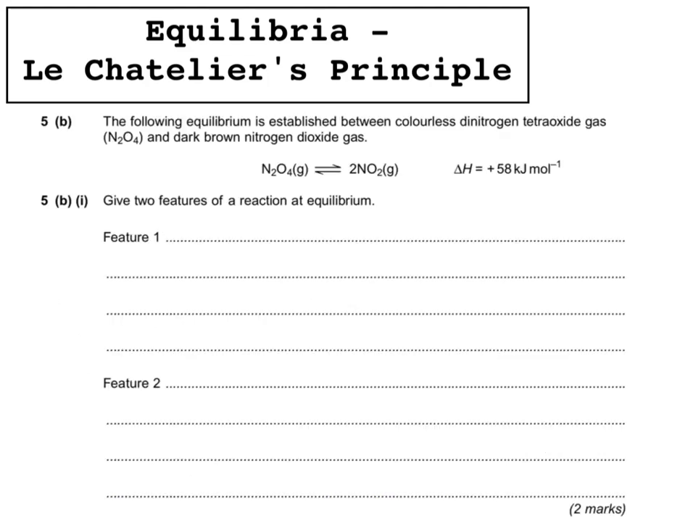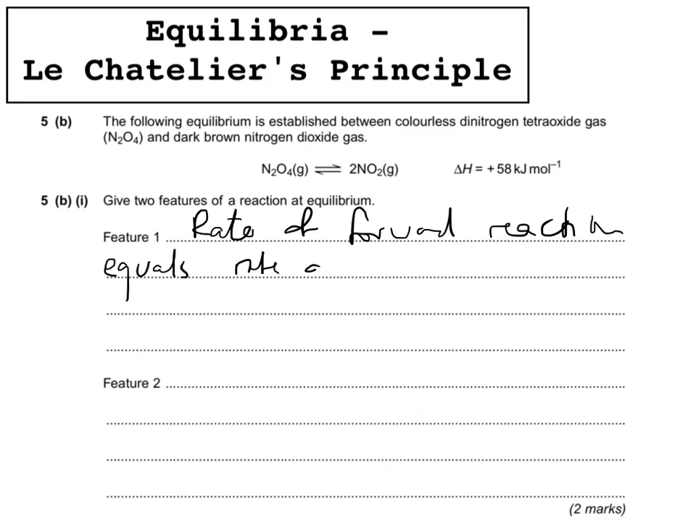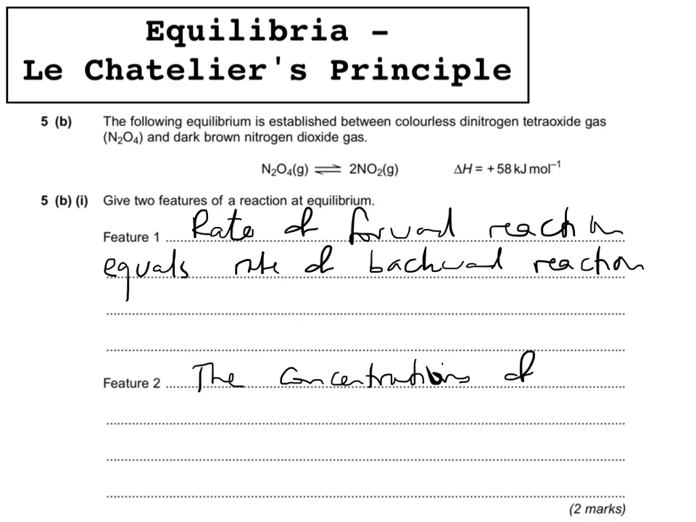So now let's look at a couple of exam questions on this. So this first one is another way they can ask you to define a dynamic equilibrium. They can ask you to give two features of a reaction at equilibrium. And those two features are to do with the rate and to do with the concentrations of reactants and products. The first feature is the rate of forward reaction equals the rate of the backward reaction. And the consequence of this is feature 2, that the concentrations of reactants and products do not change.